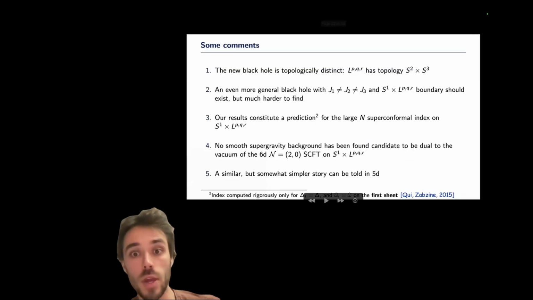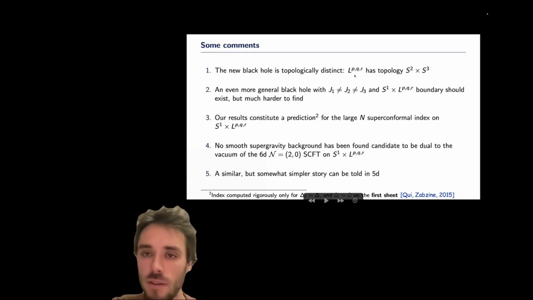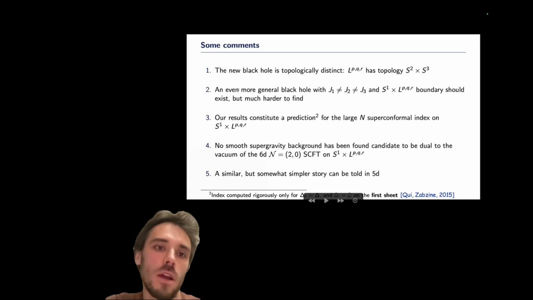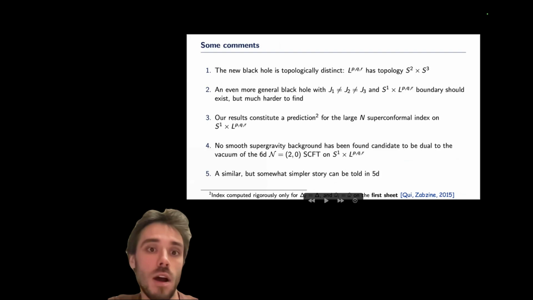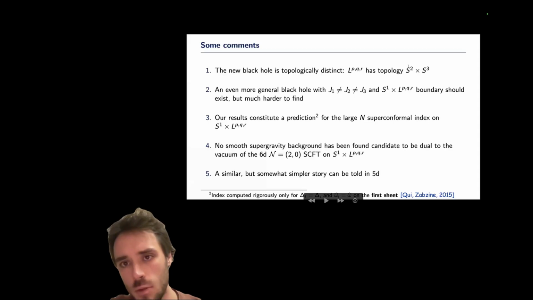And now I want to make some comments. The first one I already emphasized: this LPQR space has a distinct topology compared to S1 times S5. Another comment is that if I take a look at the symmetries of S1 times LPQR, remember that this one is topology S2 times S3, which means that I also, once again, have three angular momenta, one sitting here and two sitting here.